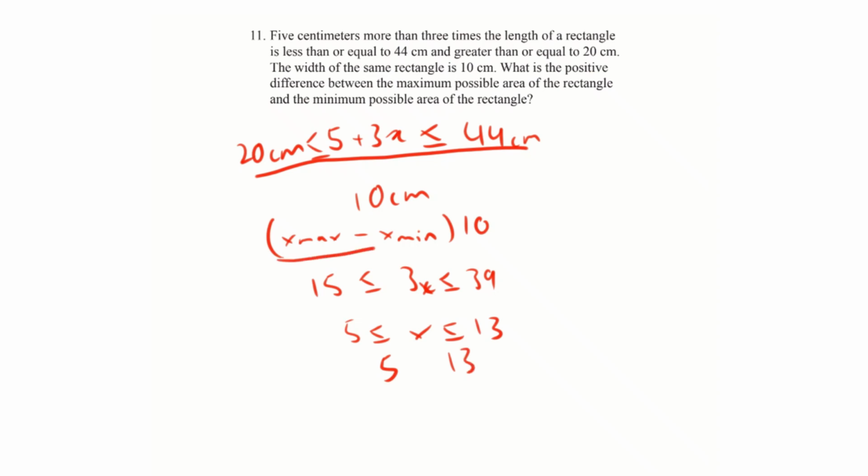So again, we can just perform this. So 13 minus 5, times 10, which equals 8 times 10, which equals 80 centimeters squared. So this is going to be the difference between the maximum and minimum possible areas of the rectangle, and it should be our answer.